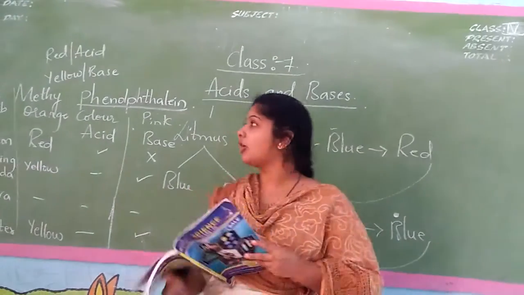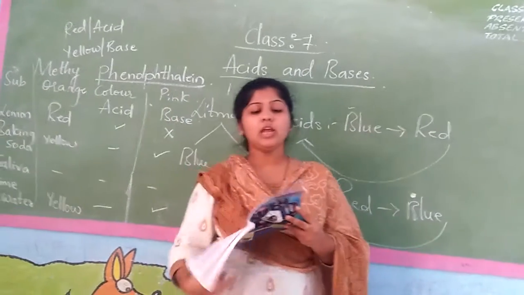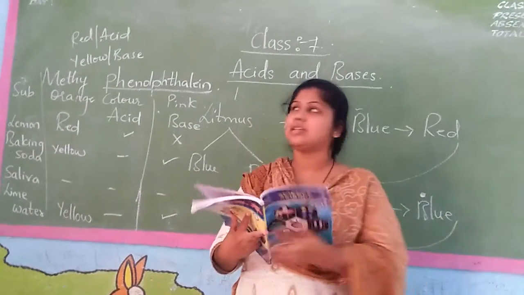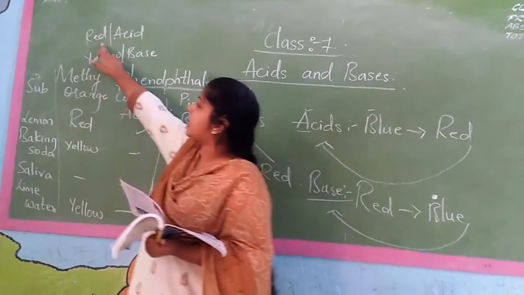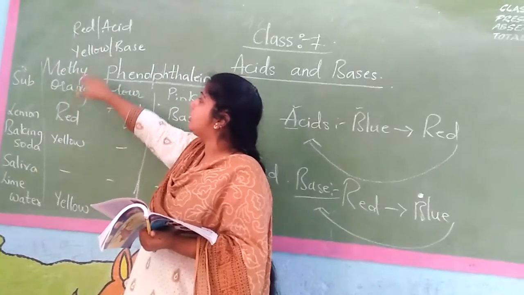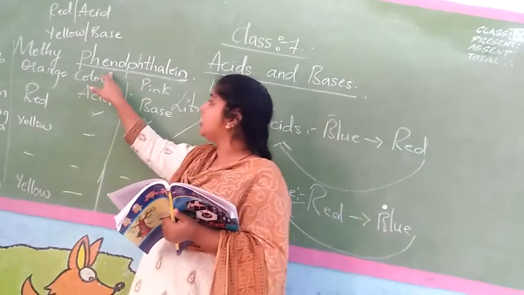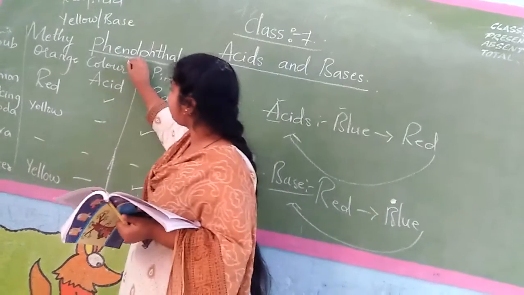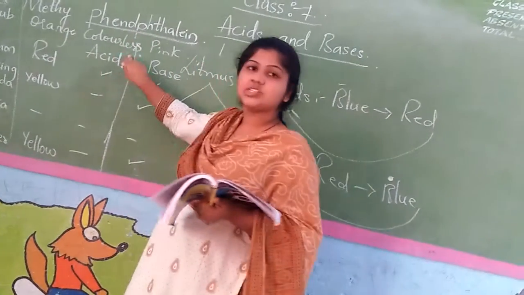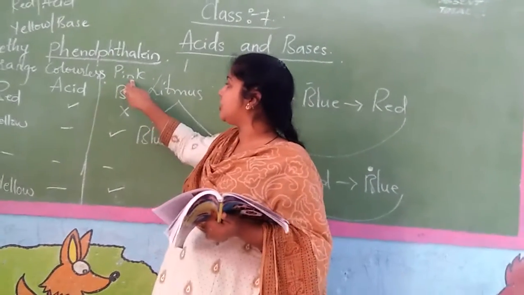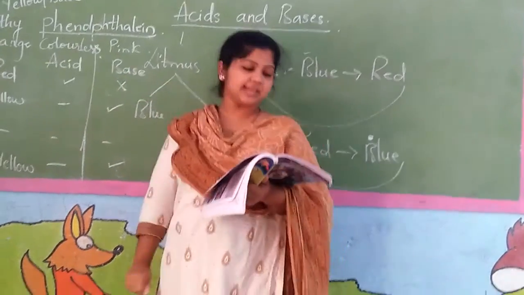Okay? Now what I have told is only this. Methyl orange gives red color with acids, and methyl orange gives yellow color with bases. Phenolphthalein changes to colorless with acids and changes to pink color with bases.